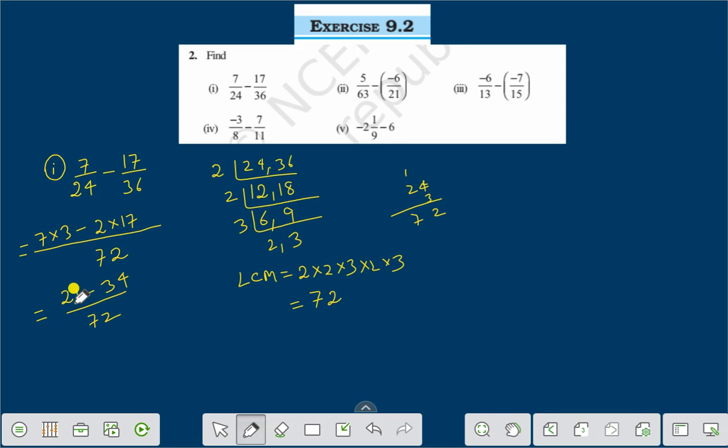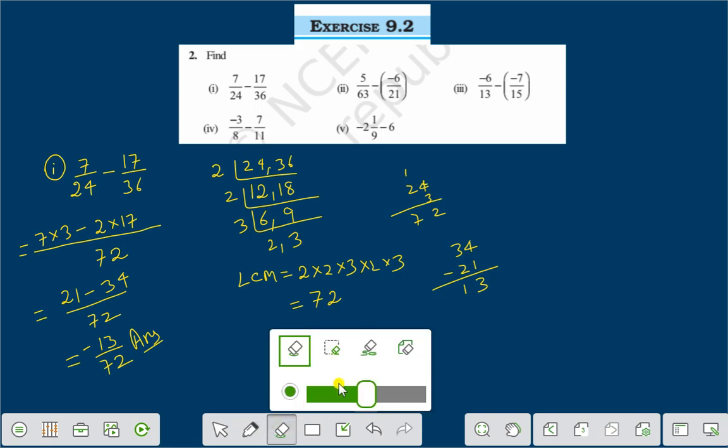Now one is plus, one is minus, therefore you subtract 21 from 34. Subtracting 21 from 34, we get 13. That is, we are getting 13 by 72. And what is the sign? This is plus, this is minus. This is the greater number, so the sign will be minus. That is, we are getting minus 13 by 72. This is the answer of question number 1.